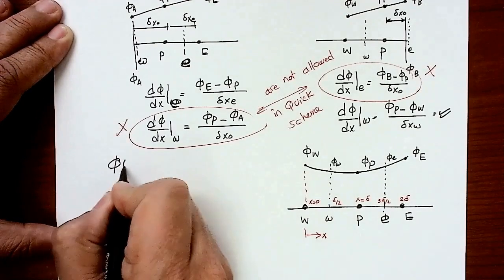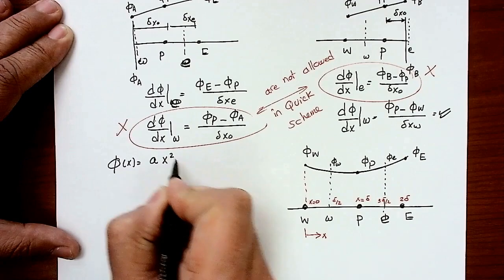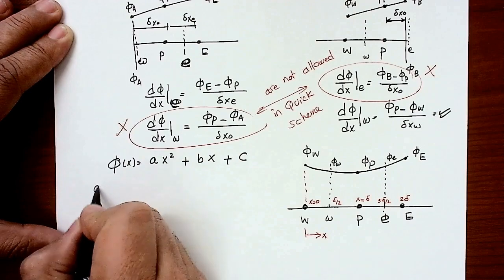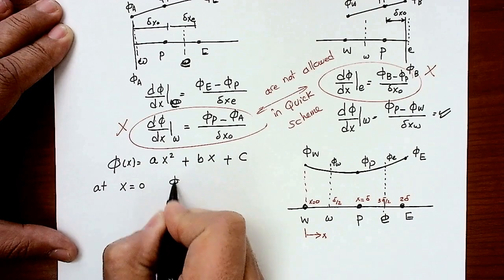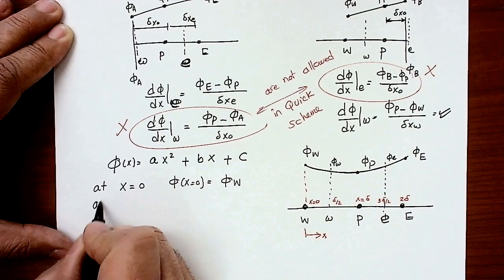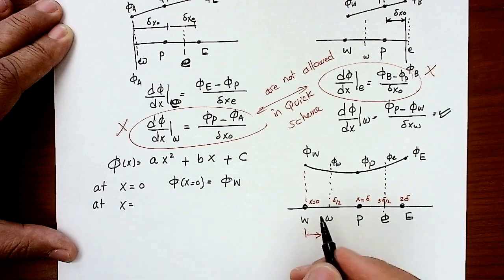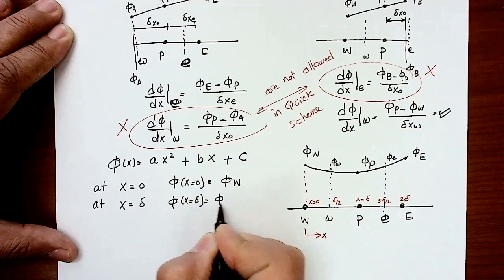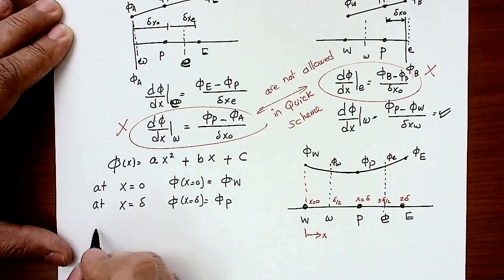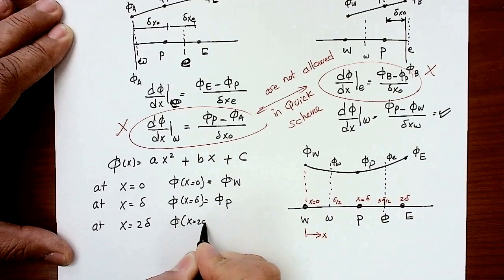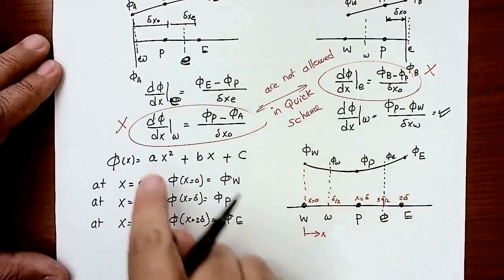So phi as a function of x will be a x squared plus b x plus c. Then at x equal 0, phi is equal to phi west. At x equal delta, phi is simply phi P. Then the third condition is at x equal 2 delta, phi of x is simply phi east. Three conditions, three boundary conditions, I can simply get my A, B, and C.